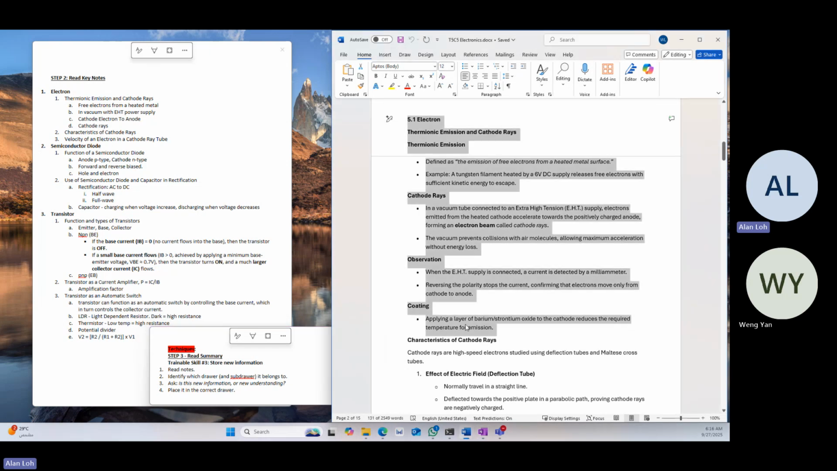I see that there is this coating. You apply different layers, and then the cathode can reduce the required temperature for emission, so it's more efficient, right? So if we relate this with the work function, you remember chapter 7, quantum physics, the work function. The lower the work function, the more energy can be transferred to the kinetic energy of the electron. This is not exactly the same thing, but the concept is similar, right? So with a different coating, we have a different work function, right? Okay.